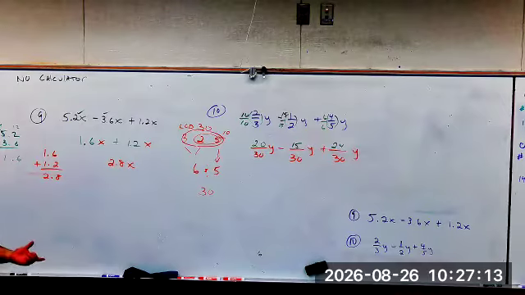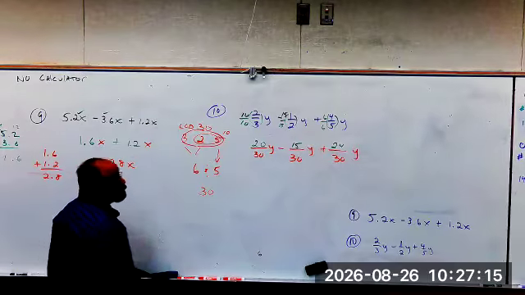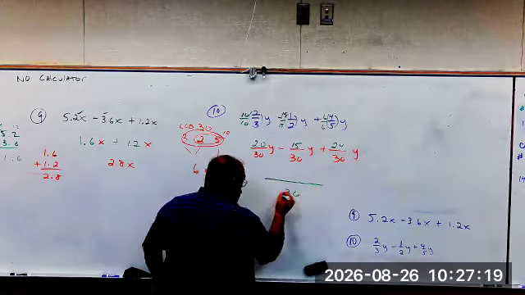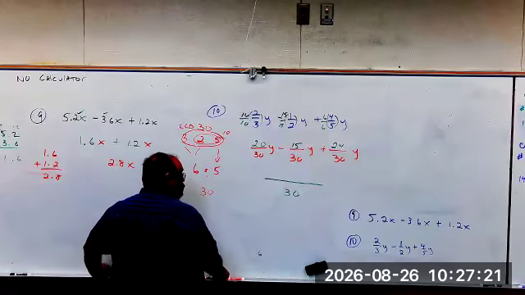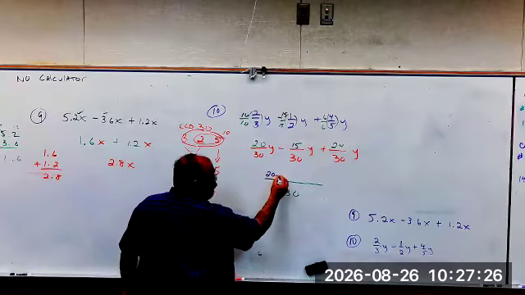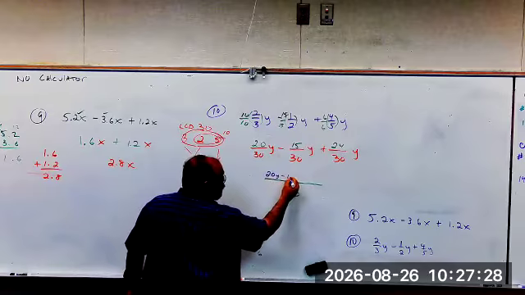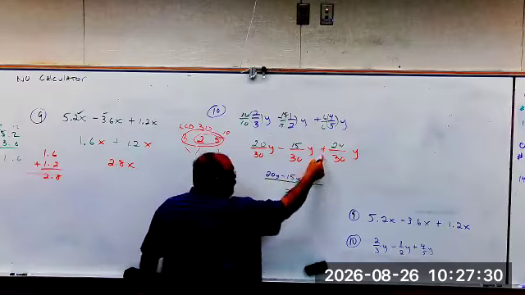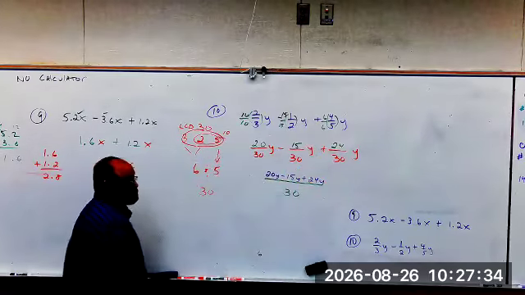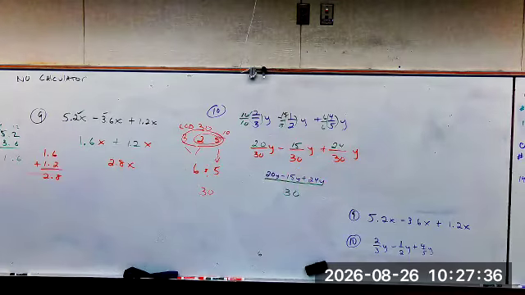Now that all the fractions have the same denominator, the denominator is 30. The numerator is 20y minus 15y plus 24. We add and subtract the numerators.